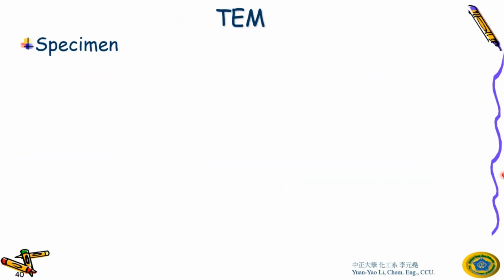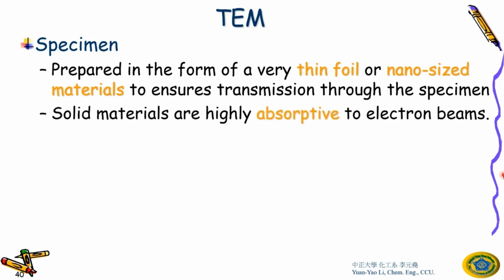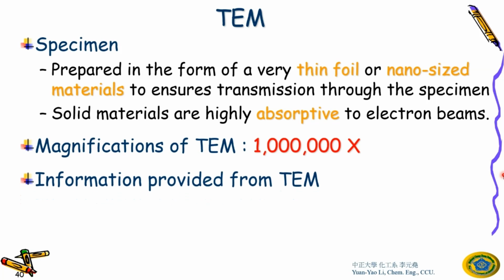Okay, so the specimen, again, you need to polish. You need to do some treatment. Okay, so the magnification of TEM will be higher than the SEM. So this is a very good machine. You can see in atomic scale. You know, SEM can only see the scale in nanometer, but TEM can see the scale in atomic scale, in Angstrom scale.